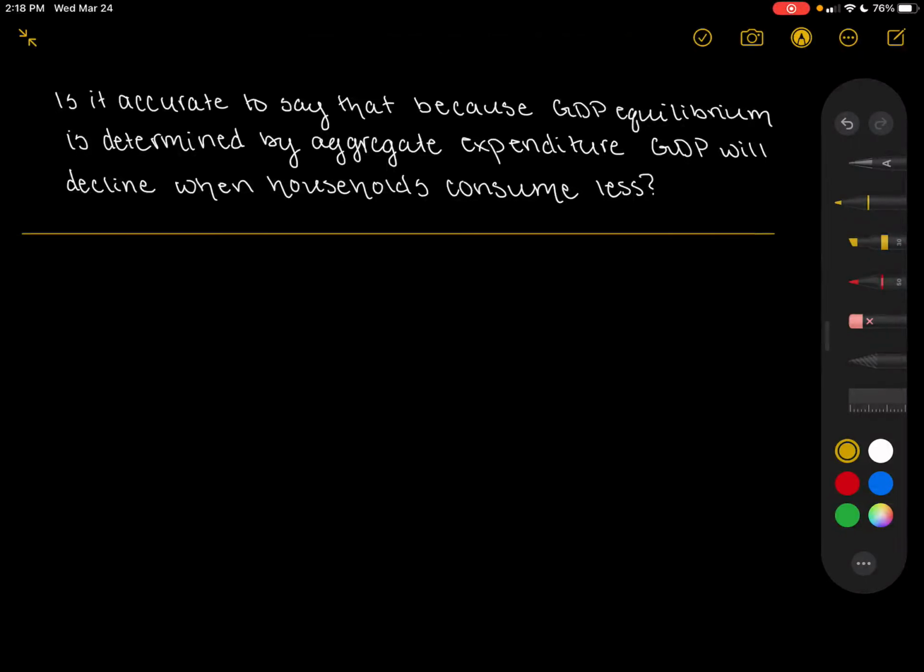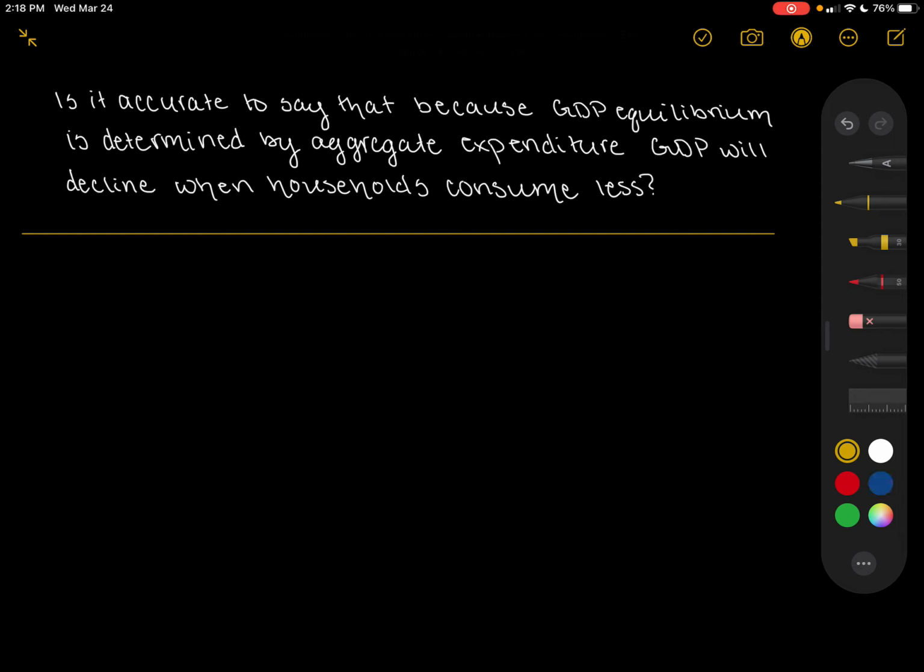Here we're comparing aggregate expenditure with GDP and the GDP's equilibrium. We'd like to ask ourselves, is it accurate to say that because the GDP equilibrium is determined by aggregate expenditure, GDP will decline when households consume less?